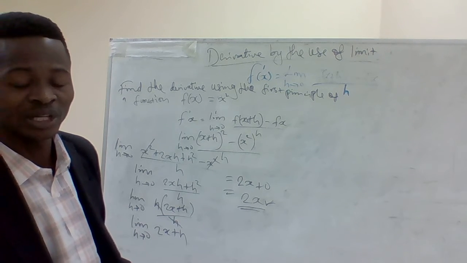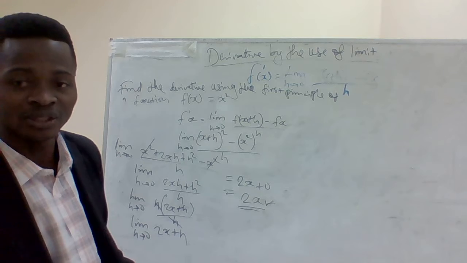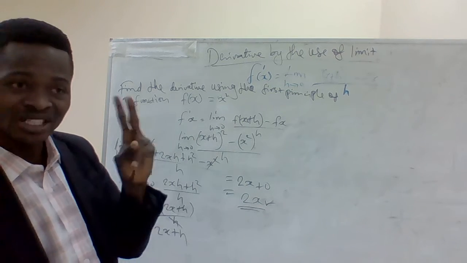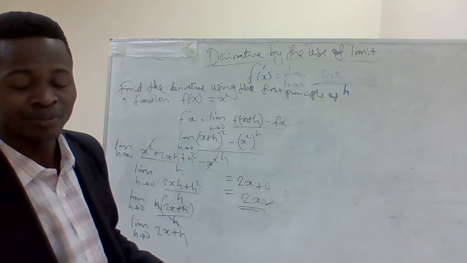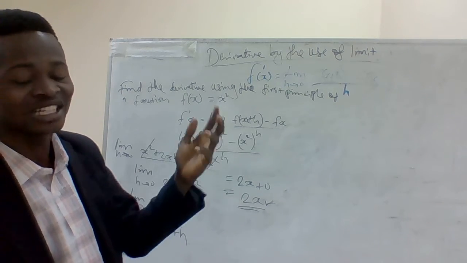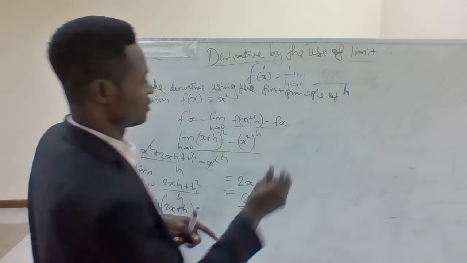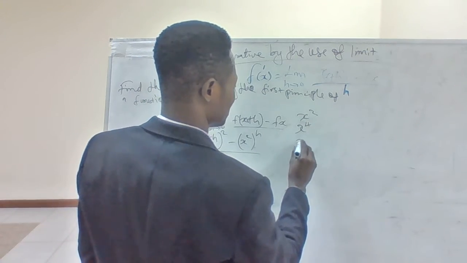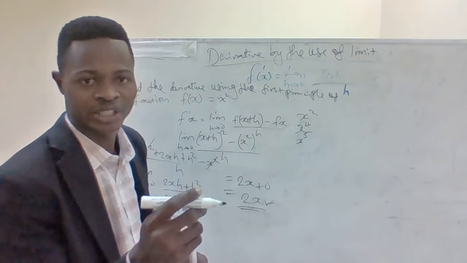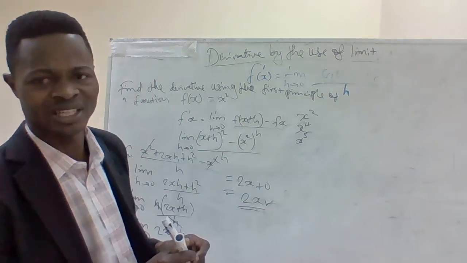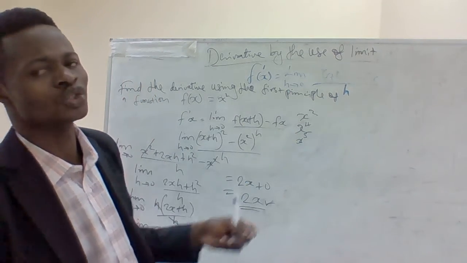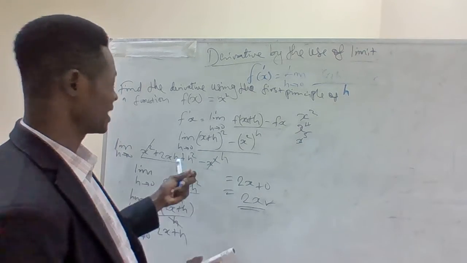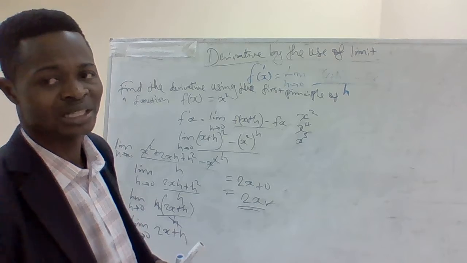In my next video, I am going to show you how to find the derivative of a function using the first principle, but then maybe cube root. You have x power 3, x power 4, x power 5, and so on. It depends on the one you were given. If you have something like this, you are going to apply the Pascal triangle in order to expand the bracket. So I will show you that in our next video.